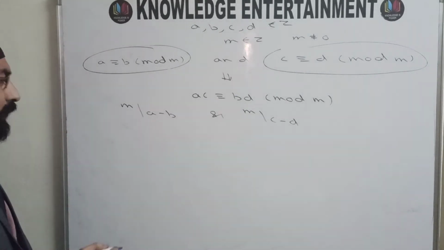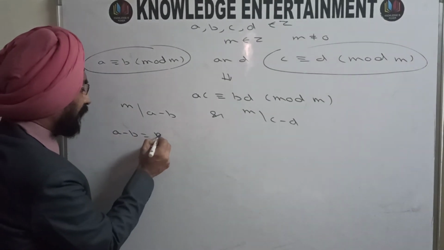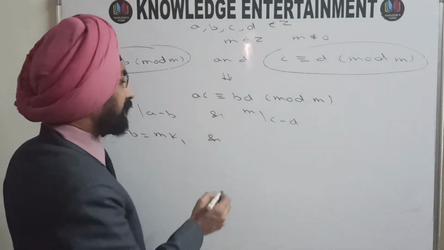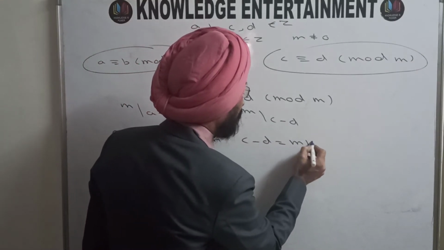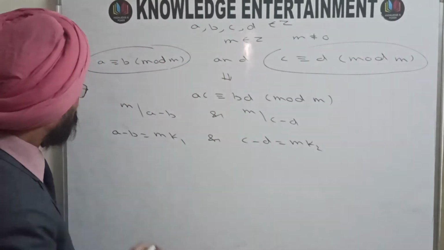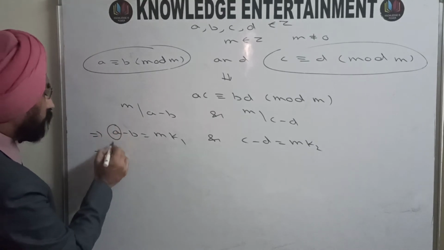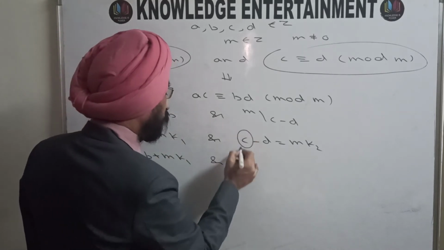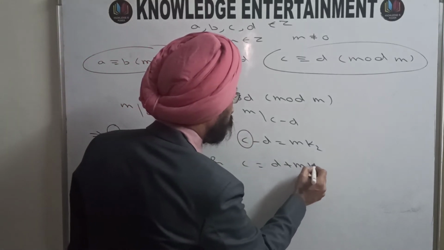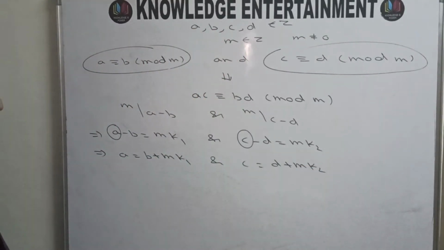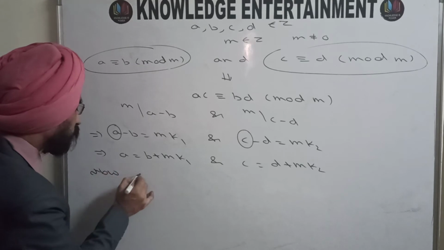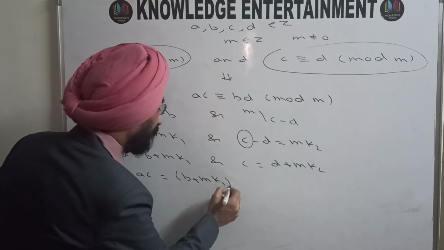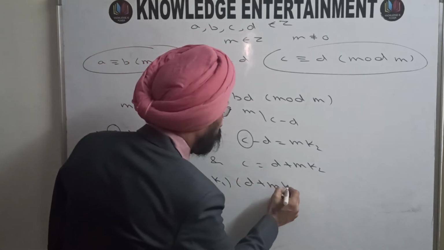Now M divides A minus B means A minus B can be written as M times K1 for some integer K1, and M divides C minus D means C minus D can be written as M times K2 for some integer K2. From here you can find the value of A is B plus MK1, and from here C is equal to D plus MK2, and now multiply AC. Now what is your AC? Value of A is B plus MK1 and value of C is D plus MK2.